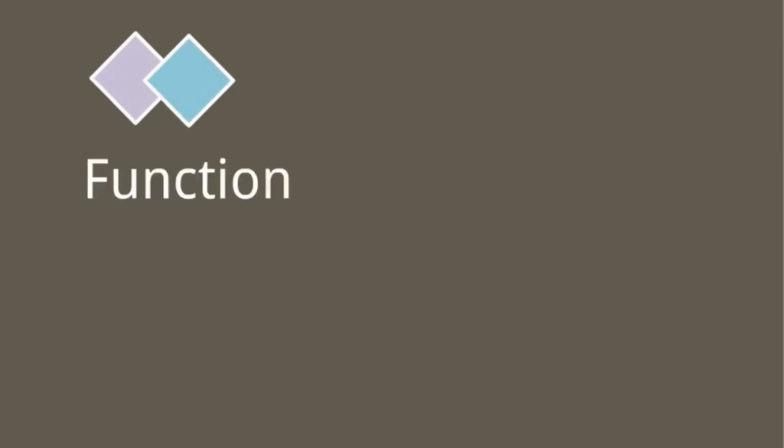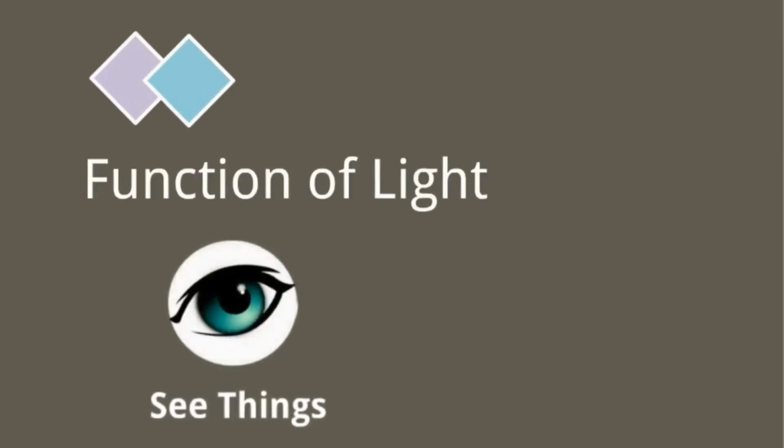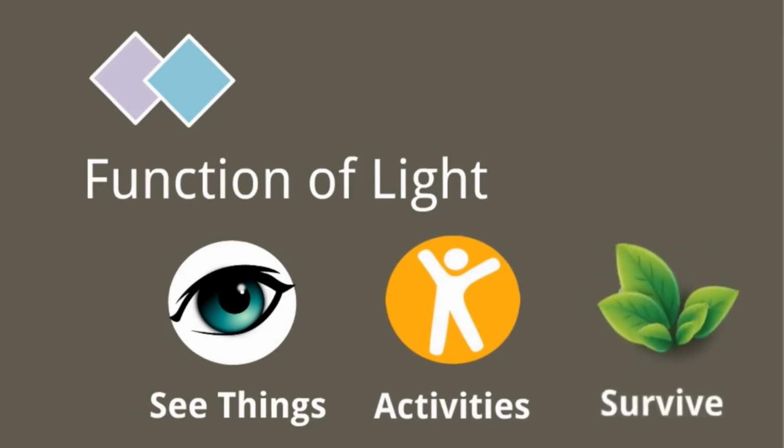Function of light. We can see everything around us only because of light. We do all our activities in our day-to-day life. We play, we swim, we read, we jump. We do all activities because of light, and we survive because of light. We know plants make their food in the presence of light, and we take that and we survive.